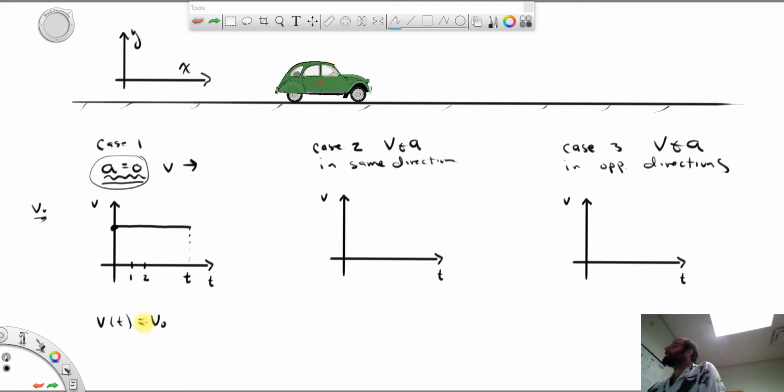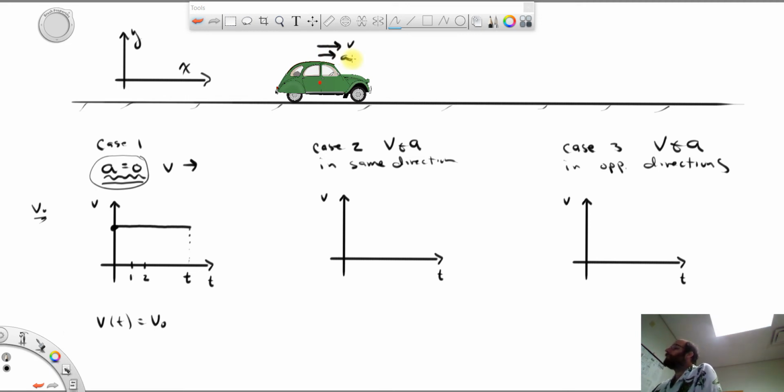All right, let's look at a second case here. The velocity and acceleration are in the same direction. So imagine this car is moving already to the right, and the driver gives it gas. So in that case, the velocity is to the right, and it's going to increase, meaning that the acceleration is also to the right.